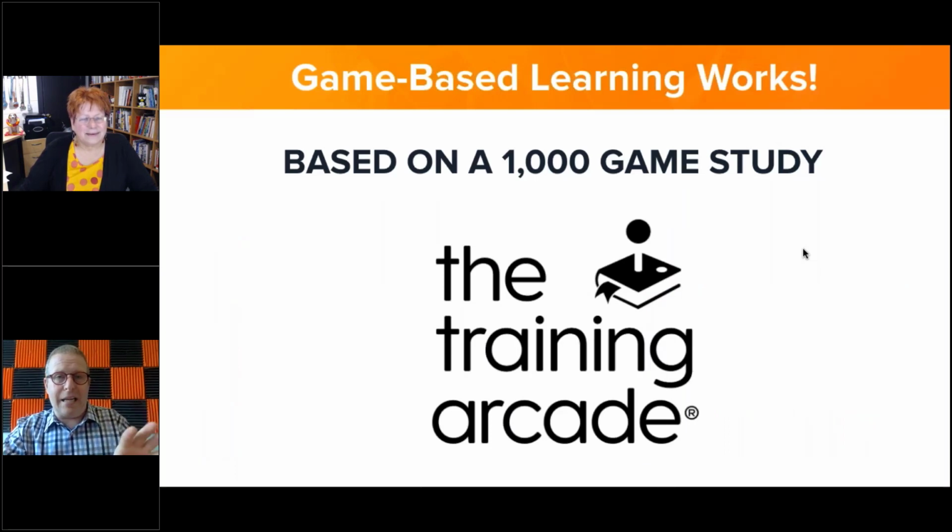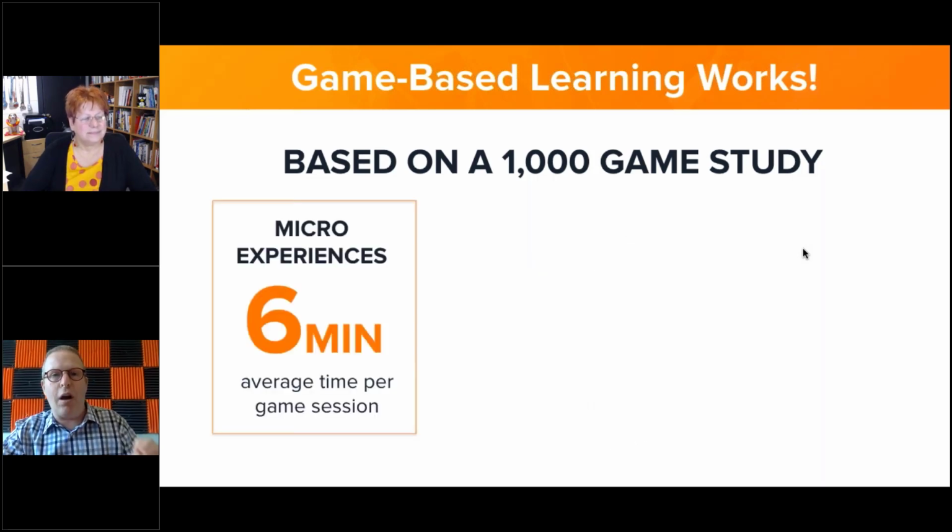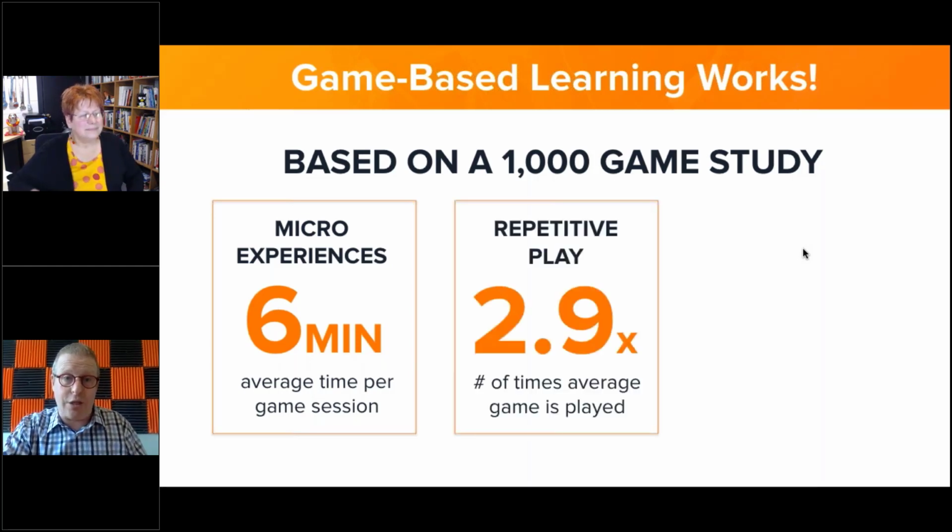One more data set before we get into showing you some examples of mapping games to different performance objectives. We recently did a study of 1,000 games using the Training Arcade, a tool that we'll be talking about today, and we saw a few things that are important. Games do not need to be long to be effective. Most of our games average about 6 minutes of gameplay per session, and on average, people are coming back to play 2.9 times.